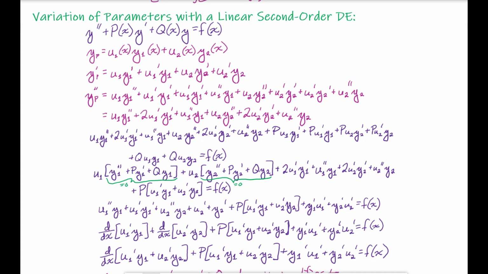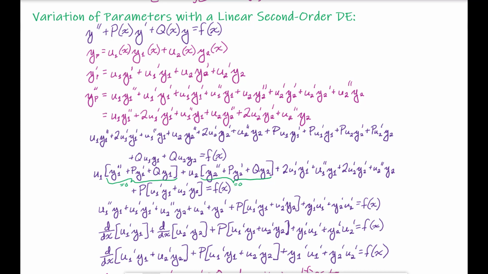So now that I have derivatives of what I want to be a solution to this differential equation, I'm going to substitute them in as the particular solution that I'm looking at and figure out what u1 and u2 need to be in order for this to happen. So I'm going to substitute in y sub p prime and y sub p double prime in for y double prime, y prime, and y into my differential equation.